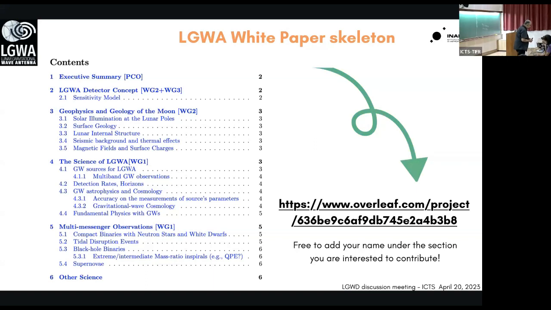So I think we have to write in a clever way and divide this out cleanly from the beginning, so that we have chapters that are only science with LGWA, and the rest goes into other chapters, so that in the end we can just take it out. Yeah.